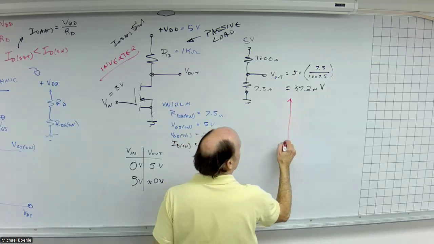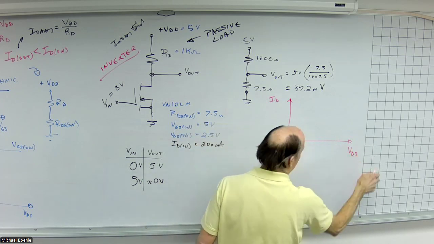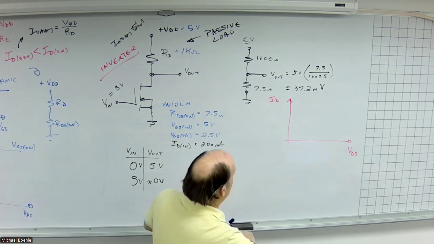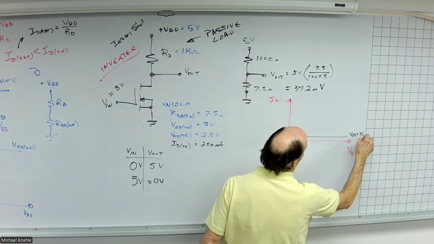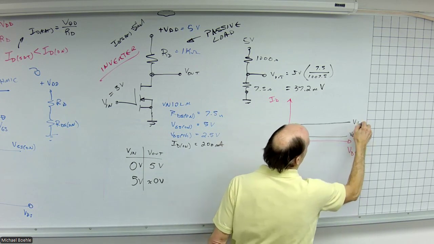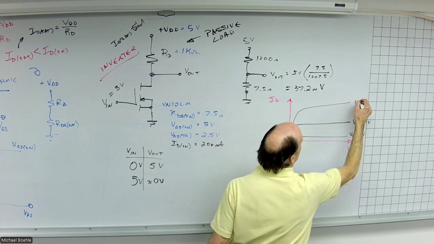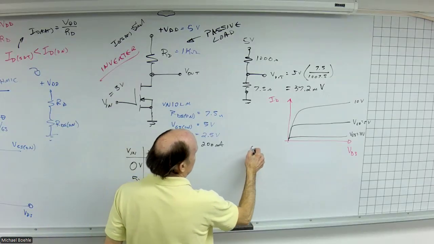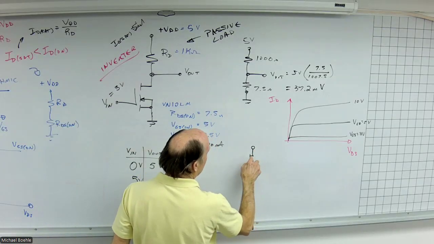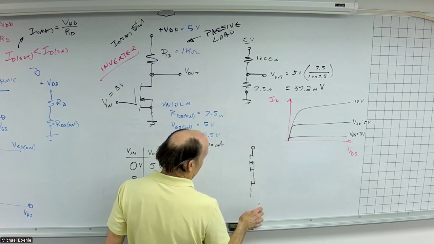Come back to my characteristic curves here. Drain current versus drain source voltage. And we'll draw a couple curves here. So let's say this is a gate source voltage of 3 volts. Here's 5 volts. Maybe this is 10 volts. I'm going to redesign this circuit so that instead of a resistor, I'm going to use another transistor.